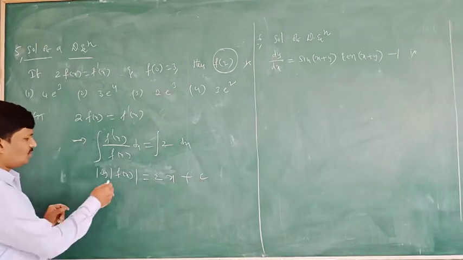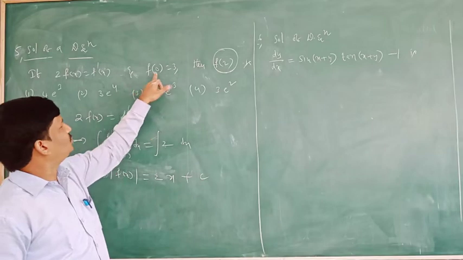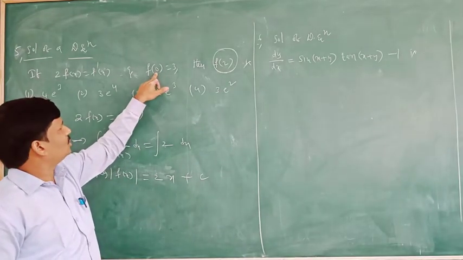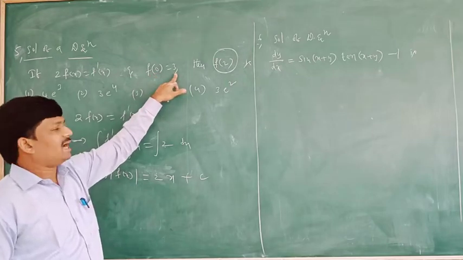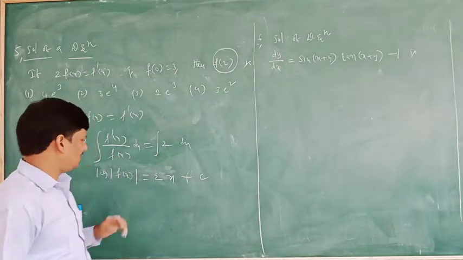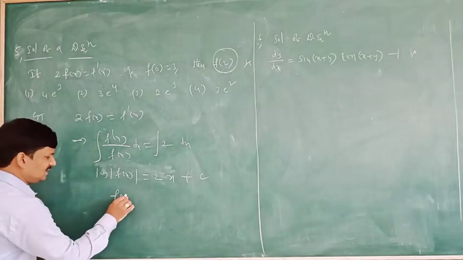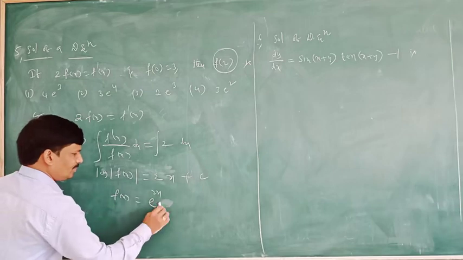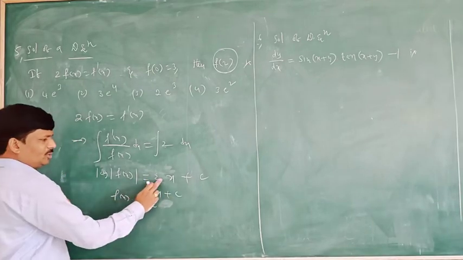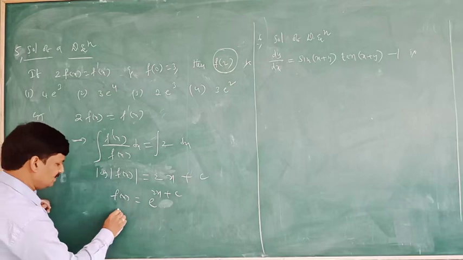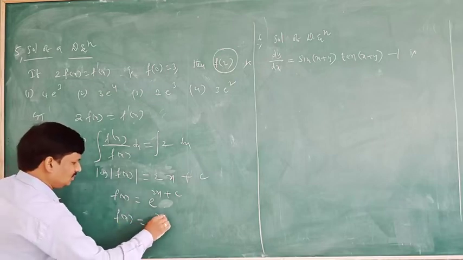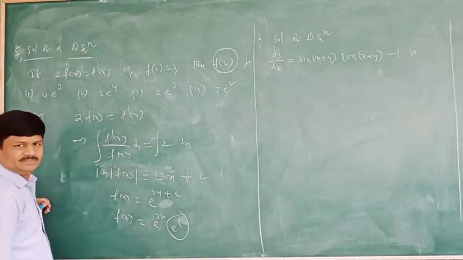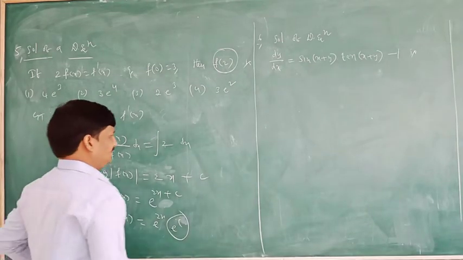Clear? Now we have to find what we have to find here. F of 0 is equal to 3 is given. That means here x equal to 0, y value 3. And what is asking? F of 2 is asking. We will find this. Here we are going to simplify this one. F of x is equal to, transferring the log to this side, e power 2x plus c. Again I am going to simplify this. F of x is equal to e power 2x into e power c. E power c is one constant.